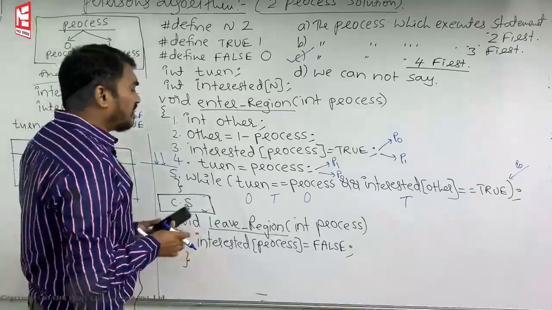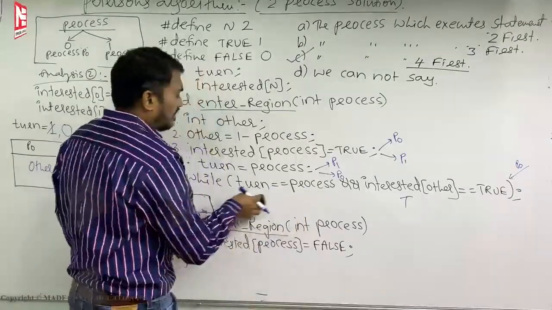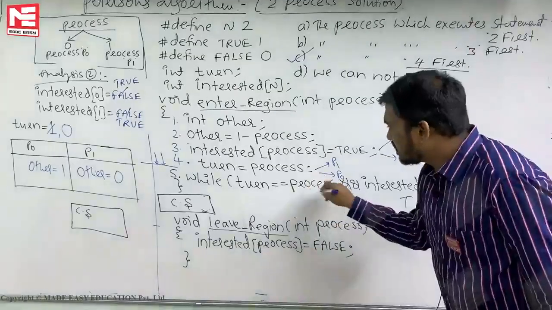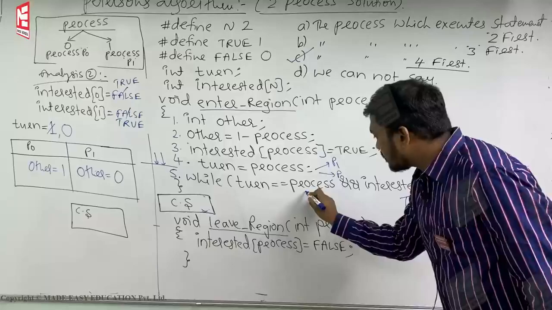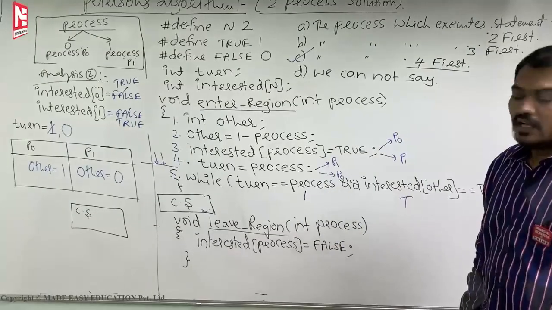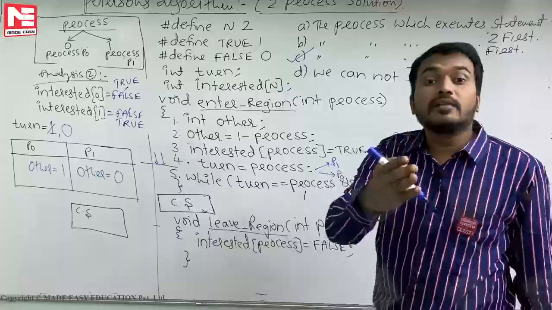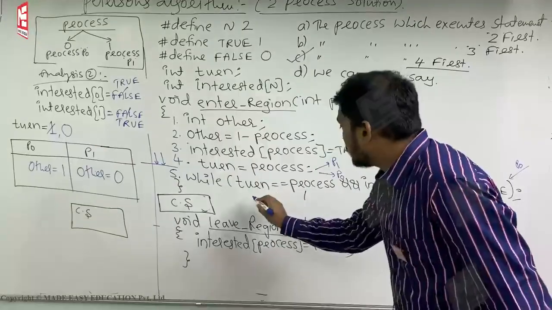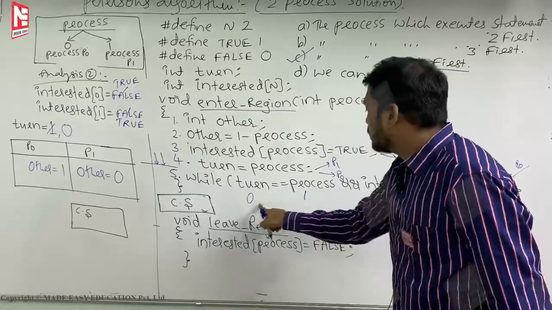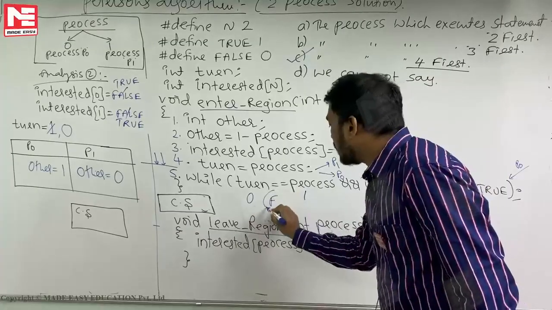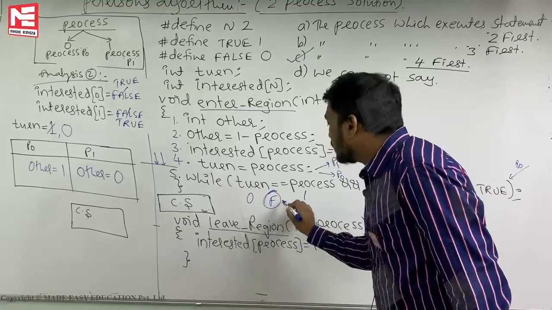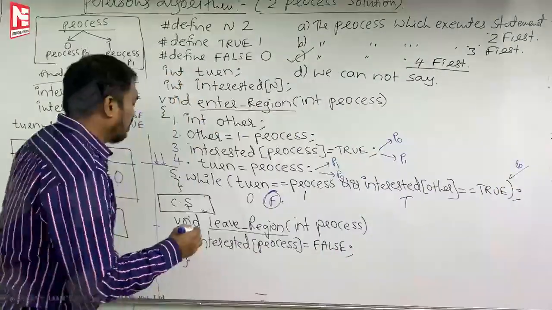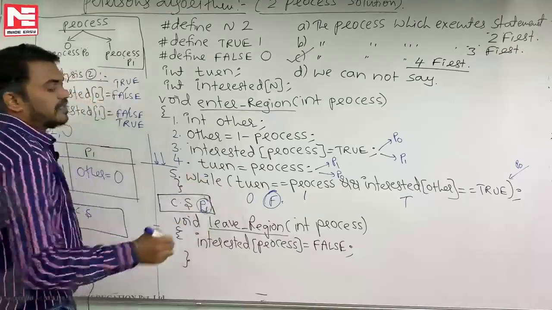And next, now P1 is trying to execute. Listen carefully. P1 is executing the while loop, so what process value do we take? 1. And tell me what's the turn value? Take the final value of turn. Turn value is 0. So 0 equals 1, true or false? False. So this condition becomes false here. Now P1 will enter into what? The critical section. Now P1 will come into the critical section.